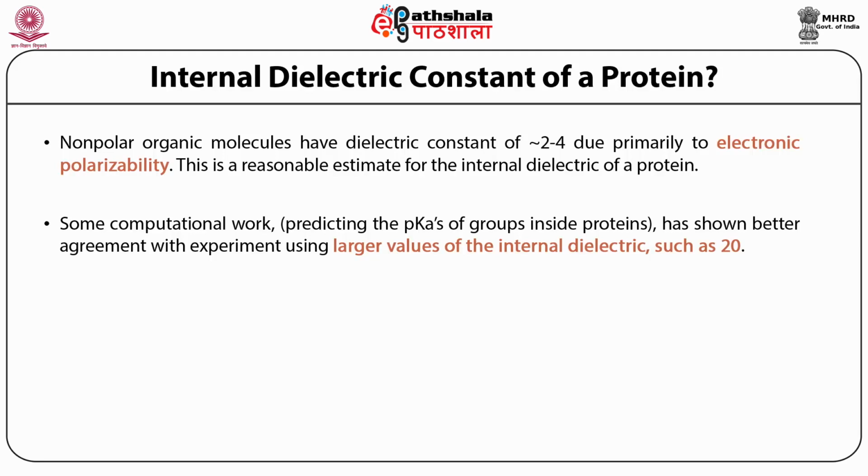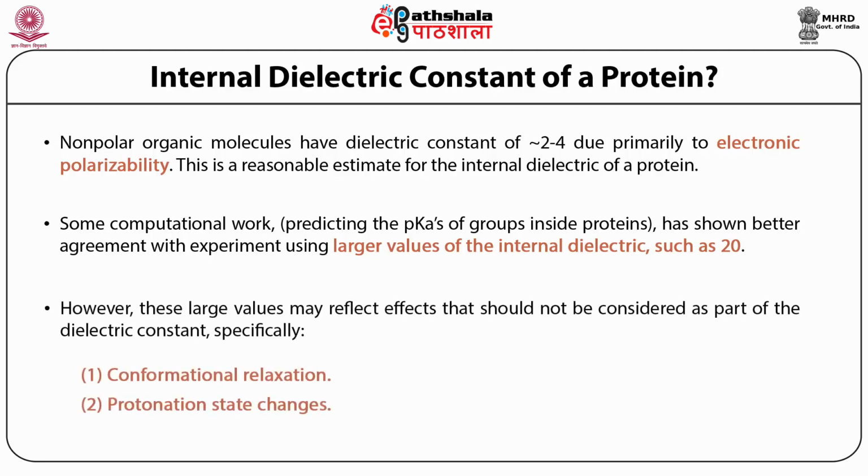This is due to the fact that some buried groups form hydrogen bonds, or the peptide itself, while being nonpolar, also forms hydrogen bonds, and there would be some groups like histidine or aspartic acid, etc., which may modify their pKa because they lie buried inside the protein, but that increases the value to 20. So a reasonable guess is that the internal dielectric constant of a protein can be considered not so low like 2 or 4, but rather 20. However, these large values may reflect the effect, and there could be two types of effect.